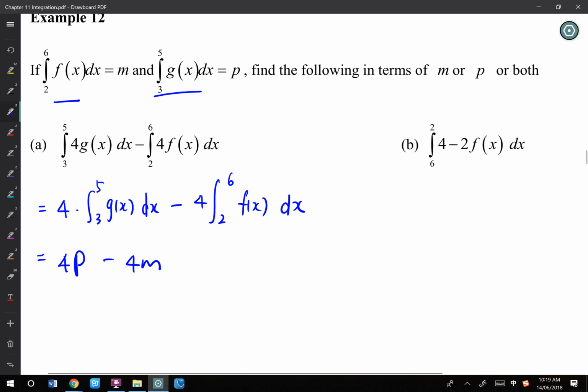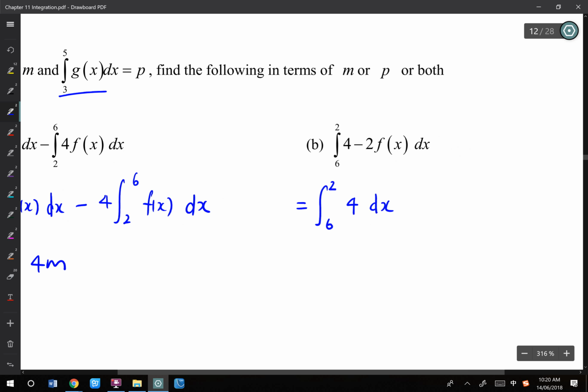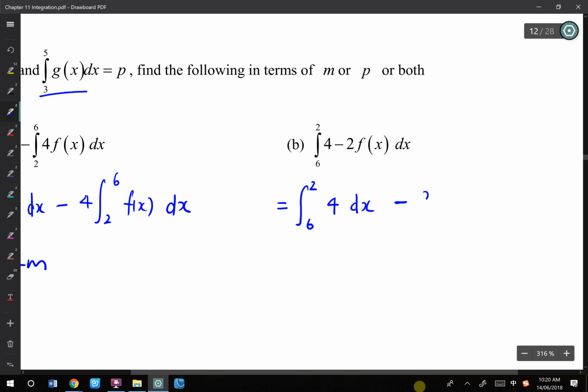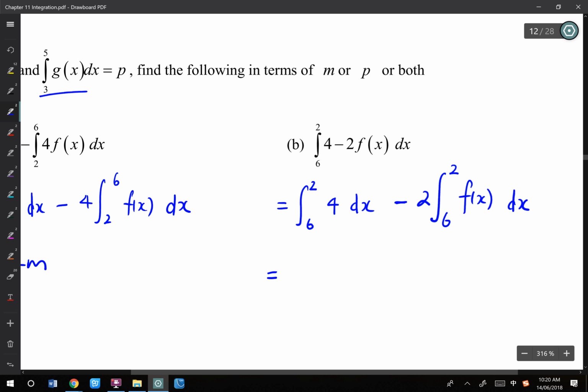Okay, next one. Next one is interesting. What I will have is the integral from 6 to 2 of 4 dx minus 2 times the integral from 6 to 2 of f(x) dx. But I don't want 6 to 2. I want 2 to 6. Okay, what I will have here is 4 bracket 2 minus 6.